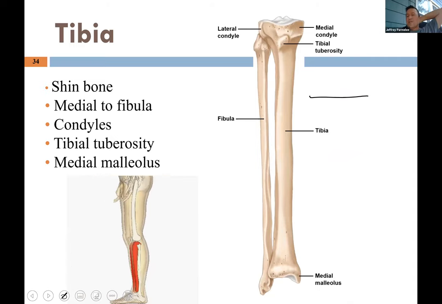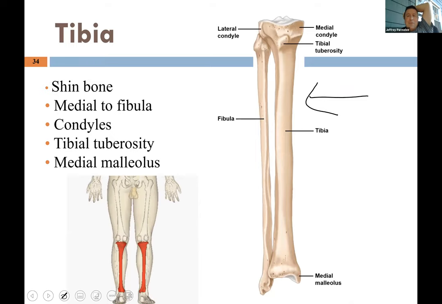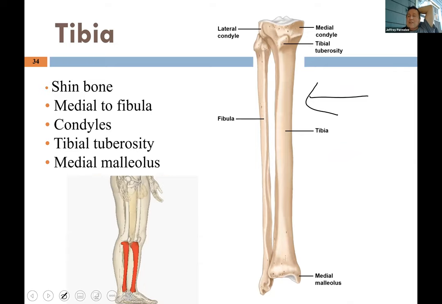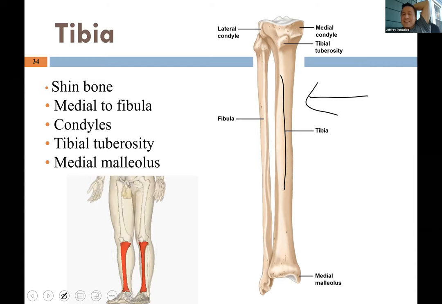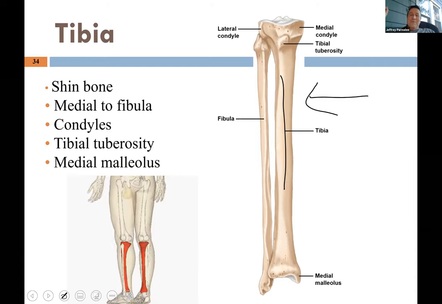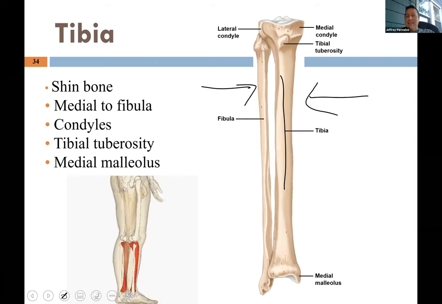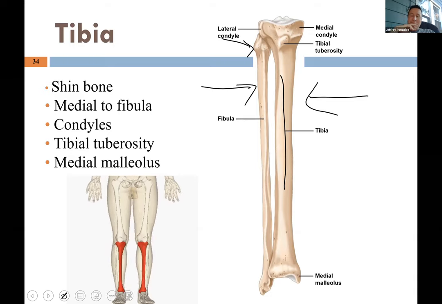Tibia, wicked strong bone. All your body weight goes to the femur, but the femur is bigger. The tibia is smaller, but it still holds all your body weight. And that's what you're going to hit when you hit your leg on a coffee table and it hurts like hell, your shin. So your shin there, the bone is just subcutaneous, isn't it? And the fibula is not contributing anything to your body weight. See that? Instead of being up there at the knee, it's just below the knee.